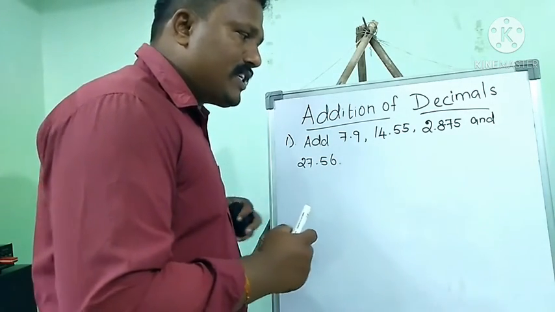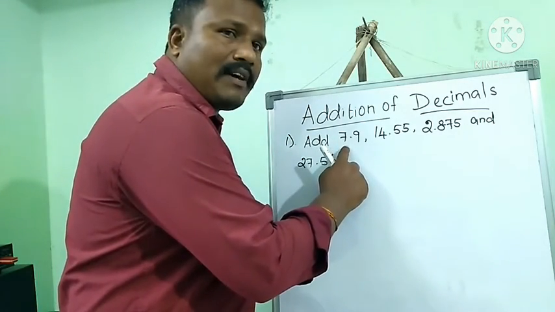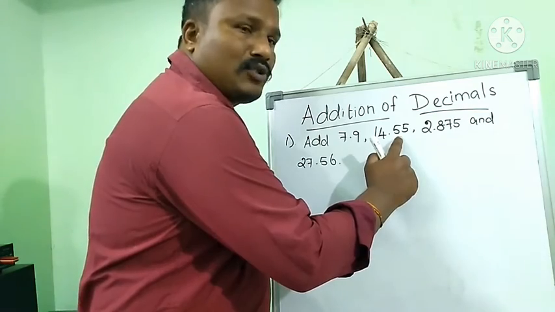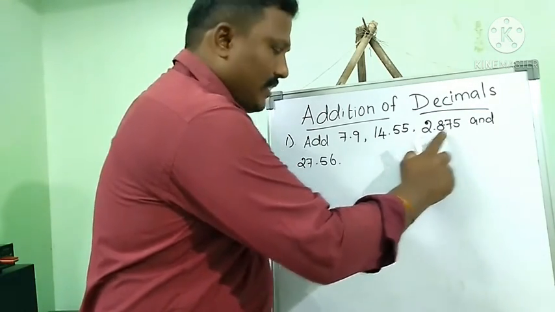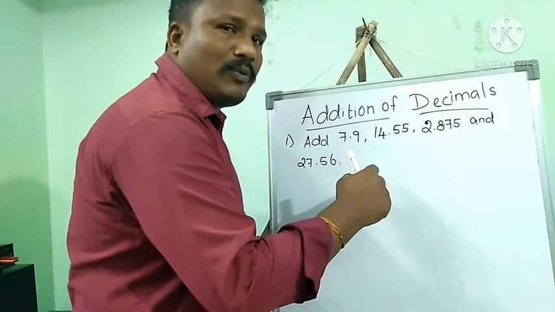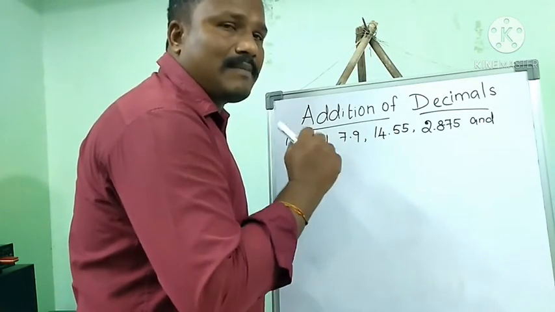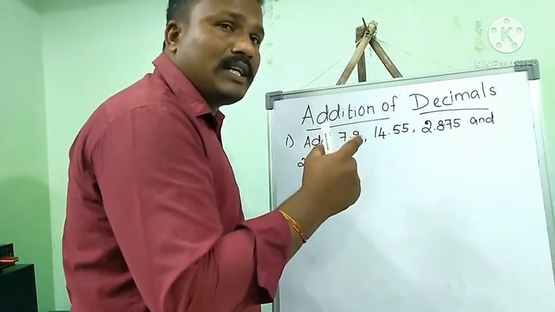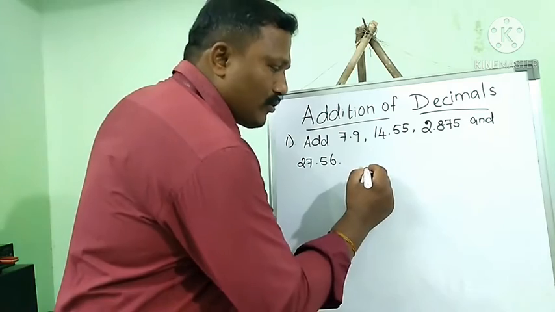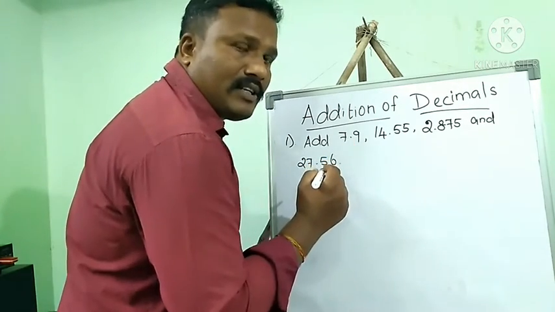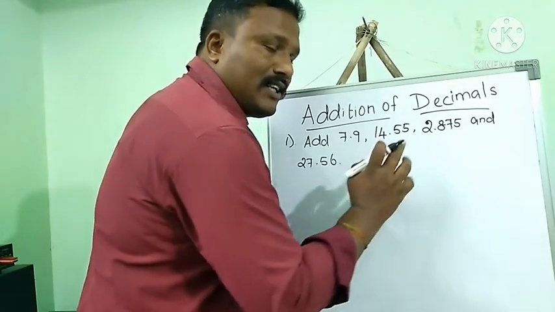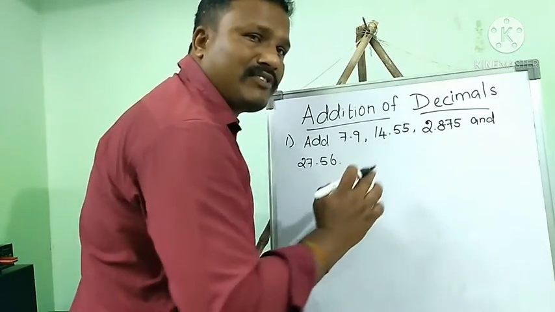So, if you notice the given decimal numbers, the place value is 1 here, 2 here, 3 here, and 2 here. So all are different place values, so it's an unlike decimal. So first I will convert to like decimals. How to convert to like decimals? Look at it: the highest number of decimal places is 3. So I will convert all to 3 decimal places.